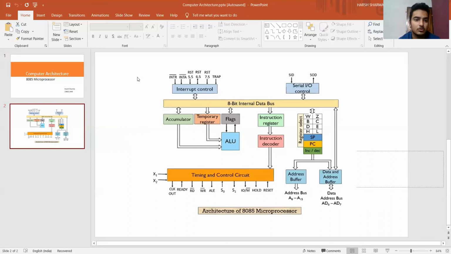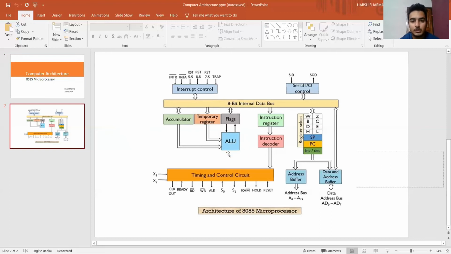So if we have 2 plus 5, then the first operand, that is 2, will be stored in the accumulator, and the second operand, that is 5, will be stored in the temporary register. It is also a very popular question that the first operand will come from the accumulator. So now the 2 and 5 will be sent to the ALU, that is, the instruction will be sent to the ALU.